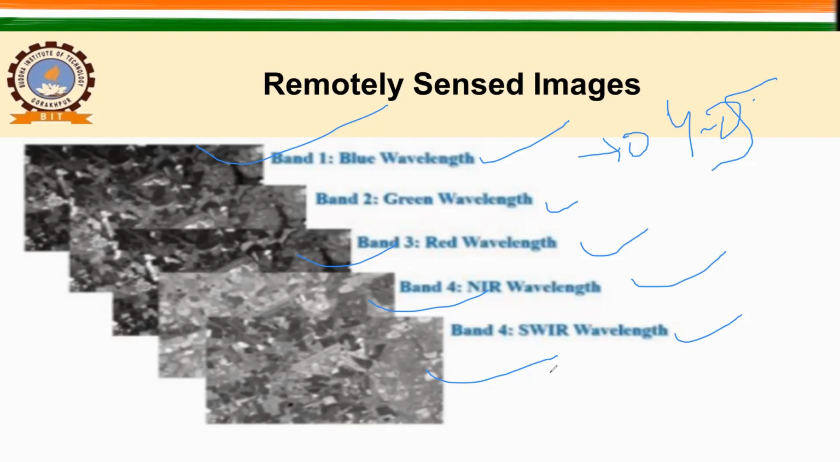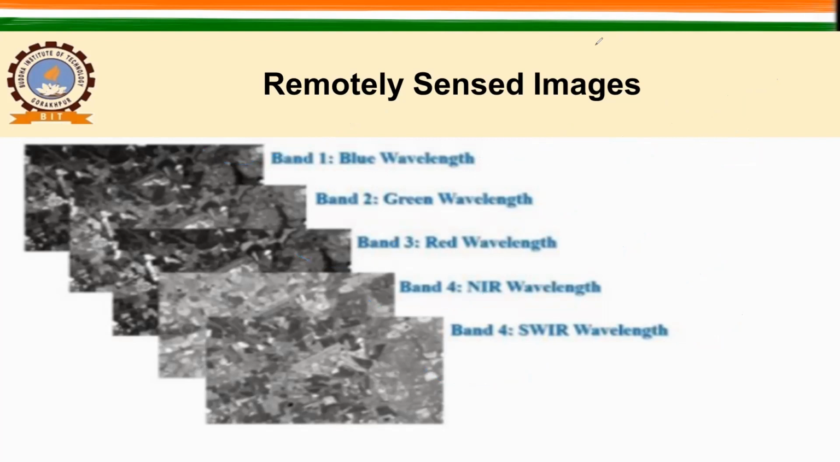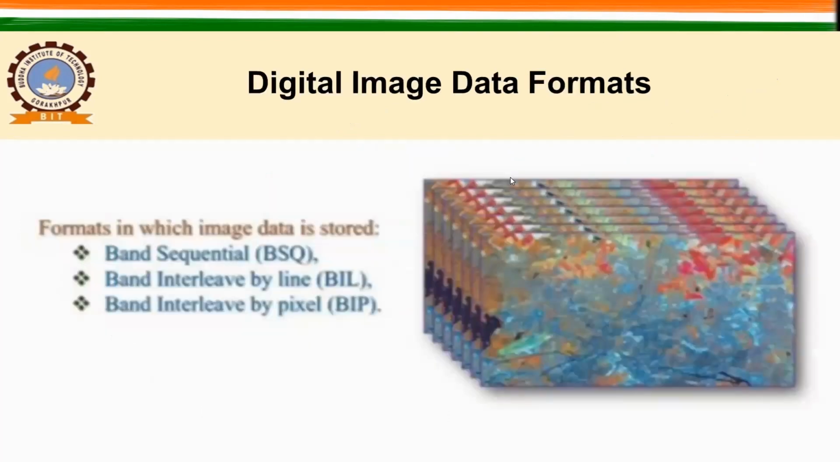So this is how you will slowly understand what are the capabilities of remote sensing. It is not only for visualizing the area, this is also for understanding the area and the objects. Okay. Now, after these bands, the next slide says about the digital image data format.